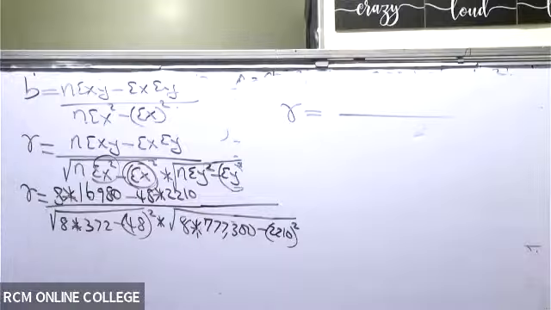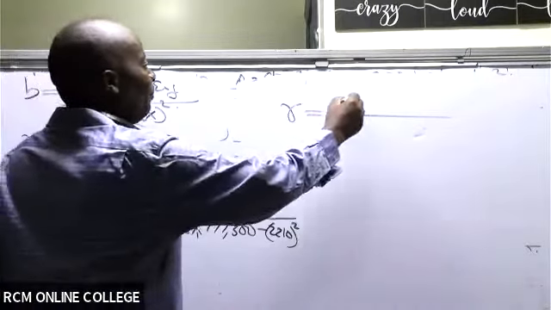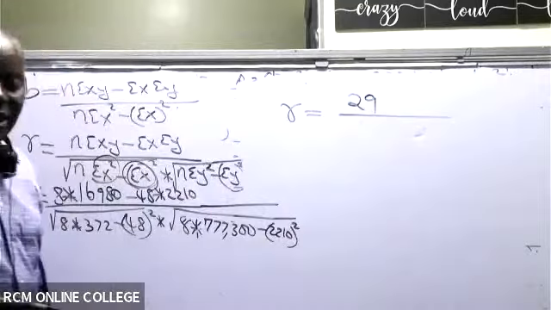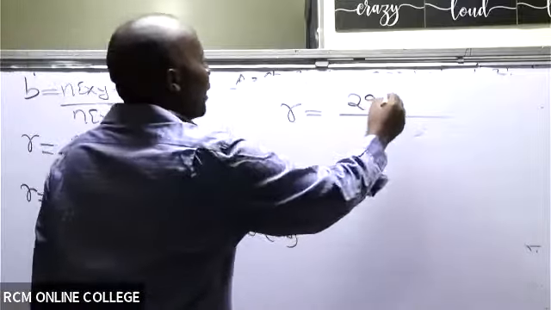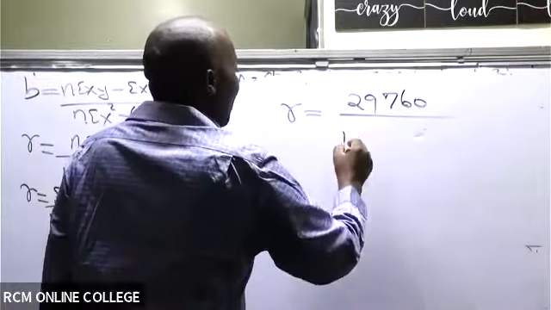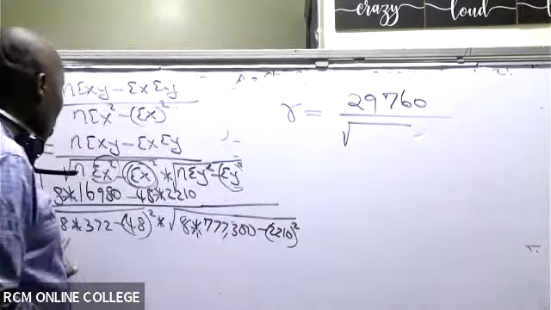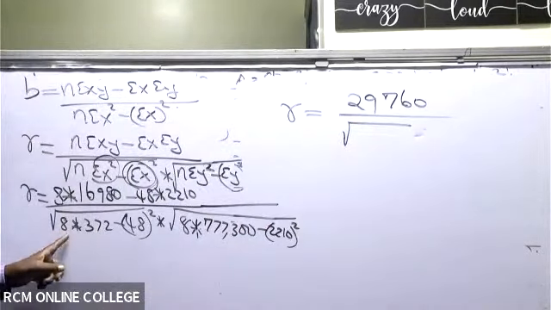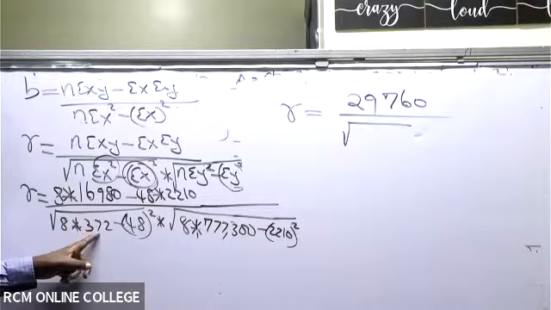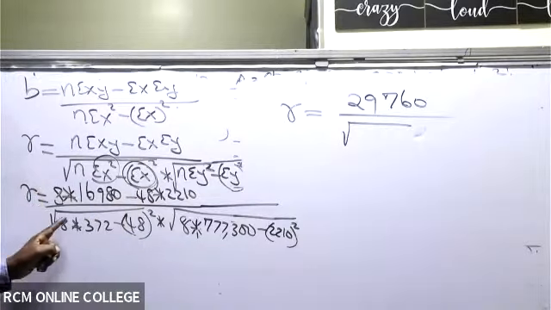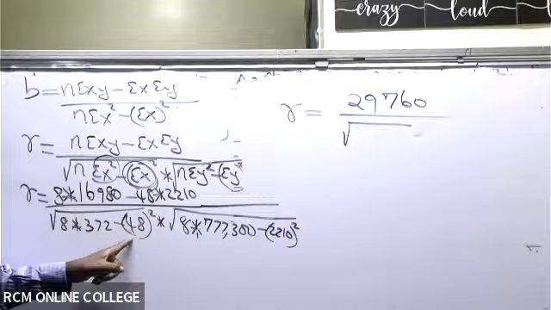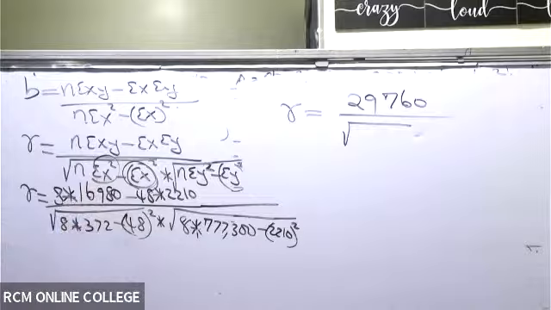So they have confirmed that the numerator here is 29,760, divided by, is there somebody who is able to give me what we have under the square root here? 8 times 372 minus 48 squared. Just that. Please give me that figure.